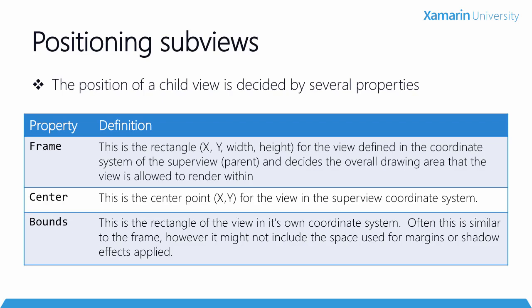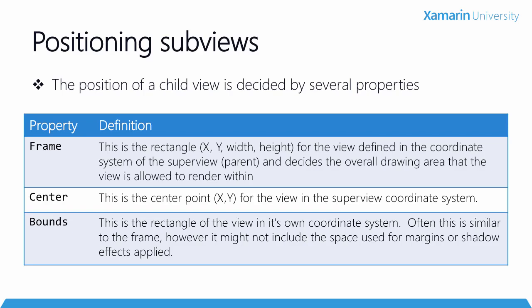The second property that we can use is the center property. This defines the center point for the subview, again in the superview coordinate system. And center and frame are kept synchronized. And so if you change center, then the x and y of the frame will change in response as well. So the system will automatically keep those two things synchronized.